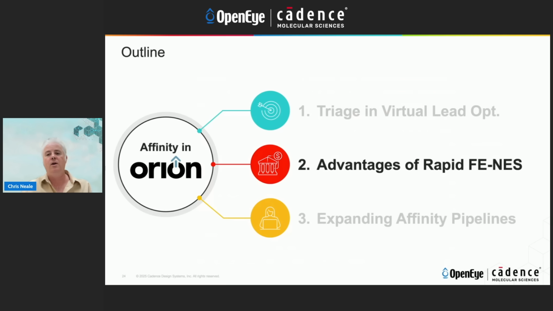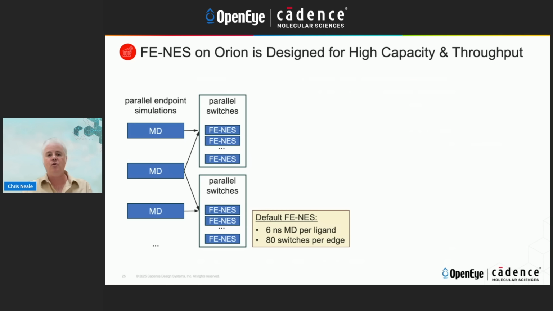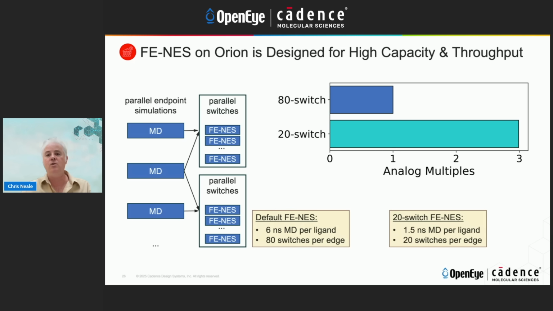This is really about how we move from FE-NES into rapid FE-NES. So I showed you before that we can run all the MD simulations in parallel. We can run all the switches in parallel. And by default, we run 6 nanoseconds of MD per endpoint ligand and 80 switches per edge. Those are values we took from the literature, but they're control knobs that we can modify. And one of the ways that we can do that is, for instance, to just run a quarter of the sampling.